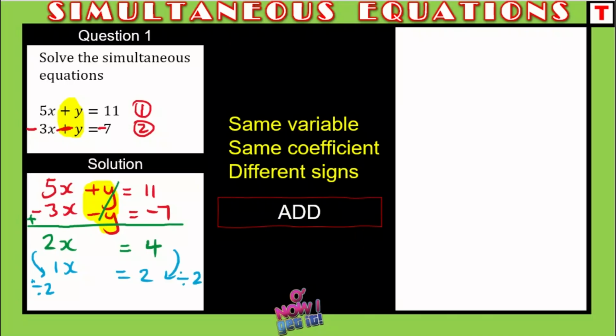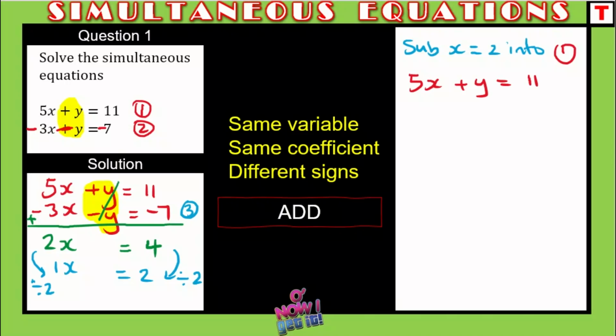So now that we have the value of one of the variables, we're going to sub x is equal to 2 into, and at this point we choose the equation that we want to sub it into. We can sub it into equation 1, equation 2, or even equation 3, which was this new equation that we have right here. I'm going to choose equation 1 to substitute it into. So here we have 5x plus y is equal to 11.